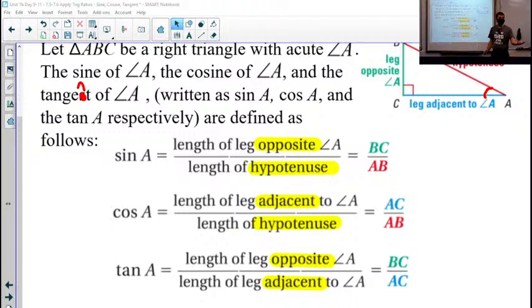So in the case of sine, we're going to put sine, and then our angle, whatever our angle is, equals, and then we're going to put the opposite on top of the fraction. We're going to put the hypotenuse on the bottom of the fraction.